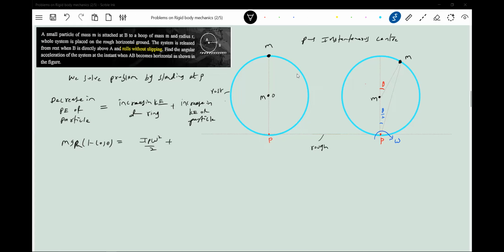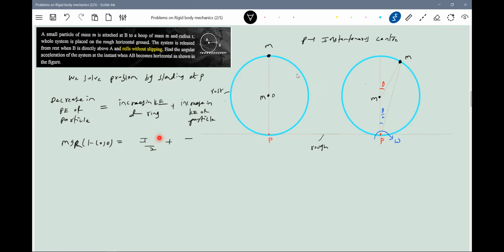What is the angular velocity? All points should have the same angular velocity, so therefore the same expression will be used. I think we'll do one thing: that of the ring about point P, we'll write like this, and that of the particle about point P, this one. Let's substitute all. The mgr(1 minus cos theta) on the LHS is no problem for everyone.